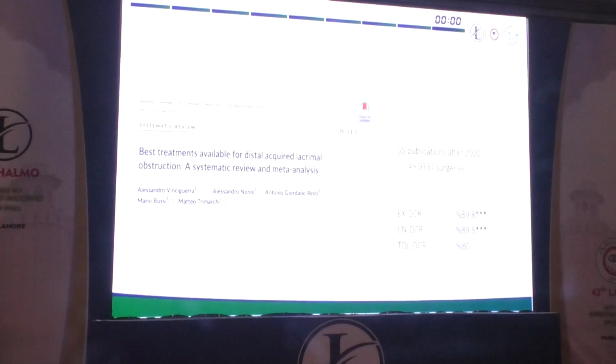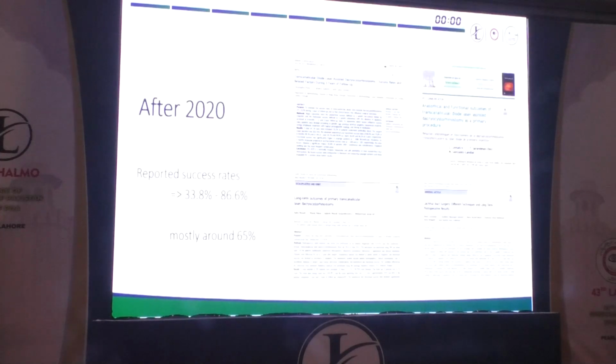There are some meta-analyses, this one is from 2020, which compares the three techniques. And here you can see the result that the external DCR and endonasal DCR have similar success rates. But the success of the direct laser DCR is lower than that, 80%. But that's the average. I think there's something more important about that.